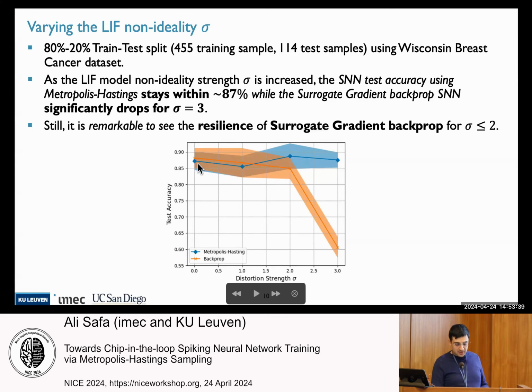We see that the Metropolis-Hastings case is not really affected by the varying hardware non-ideality degree that we simulate here. But still, quite remarkably, the surrogate gradient is quite resilient, because it keeps its accuracy up to sigma equals 2, and only really decreases when we push sigma too far.